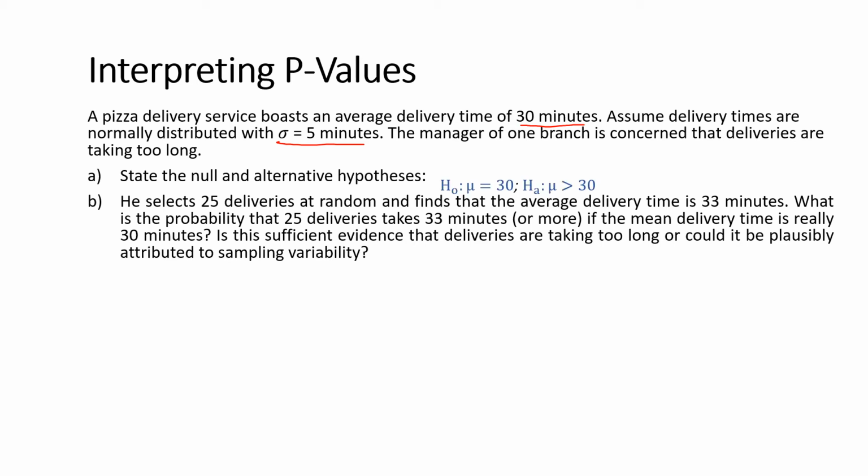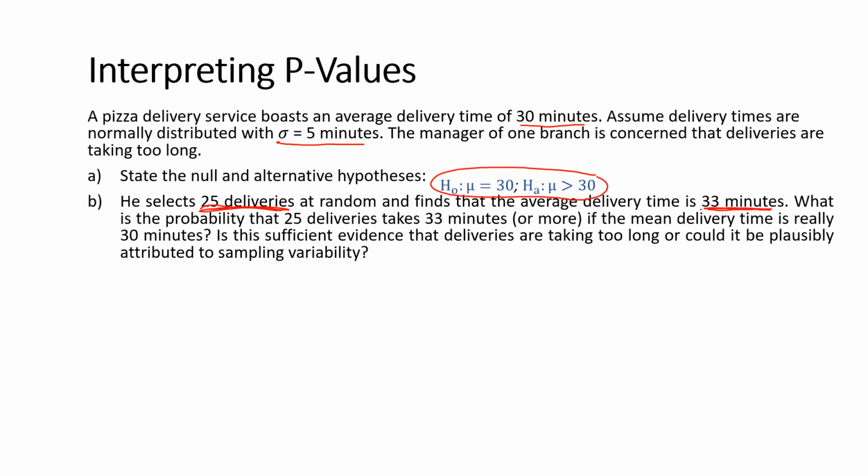So our null and alternative hypothesis here is the exact same as we saw before. We're assuming that the delivery time is 30 minutes, but we think that maybe it's taking a little bit longer than that. This time, though, we are looking at 25 deliveries. And we find that the average delivery time for those 25 is 33 minutes. Now again, 33 minutes is longer than 30 minutes, but is that just a coincidence? Or is that enough evidence for us to reject the null hypothesis and conclude that the delivery time is really longer than 30 minutes on average?